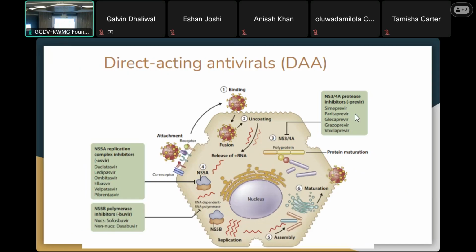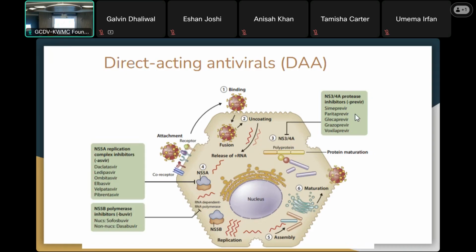I don't think you guys need to know this in detail, but it helps to get an idea of it. What it's showing is it's an RNA virus, okay? So it's gonna go inside, and then there's gonna be translation and reverse transcription. And the medications work on those things. So the protease inhibitor, protease cleaves protein. So those work on the translation part. Okay, they prevent protein maturation, and they all end with PREVIR.